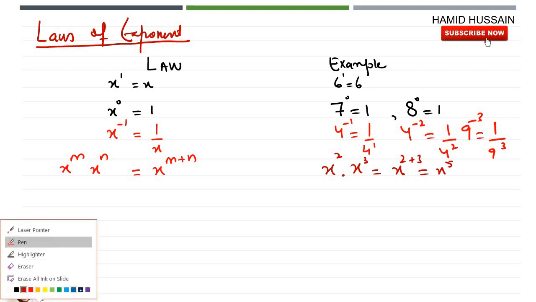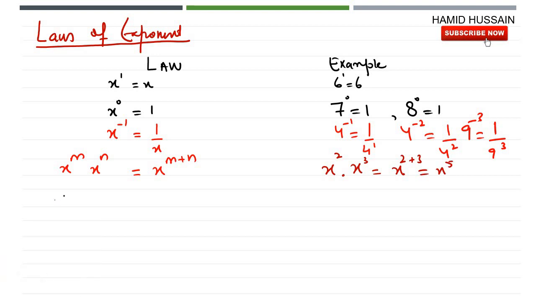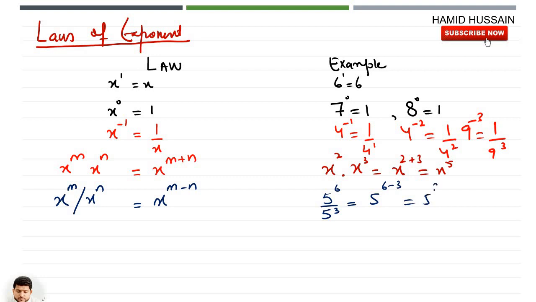And the next law is x to the power m divided by x to the power n, that will be x to the power m minus n. So let's suppose it will be 5 to the power 6 divided by 5 to the power 3. The base is the same, so we take the common base and subtract 6 minus 3, that will be 5 to the power 3.